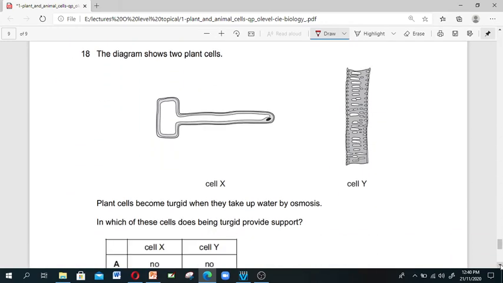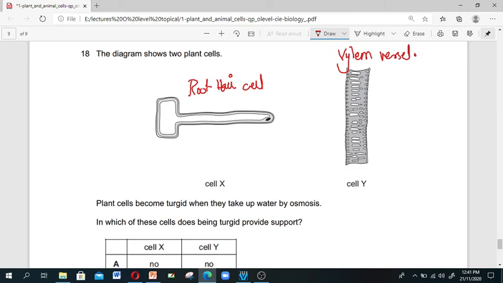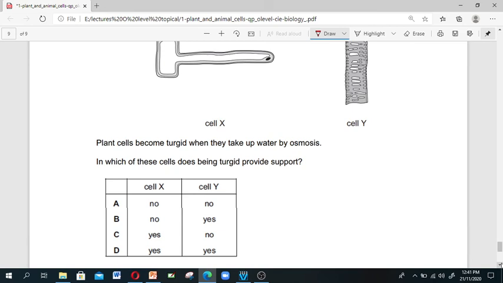The diagram shows 2 plant cells, cell X and cell Y. Cell X is the root hair cell. And what is cell Y? Cell Y is the xylem vessel. Plant cells become turgid when they take up water by osmosis. In which of these cells does being turgid provide support?